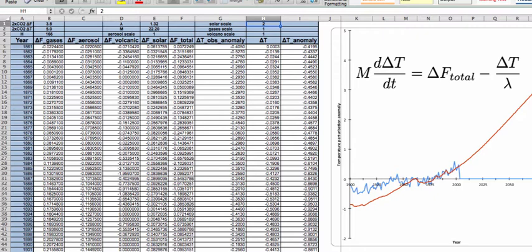So lambda and M change independently. That's also slightly unrealistic, because you would expect the ocean itself to change with changing temperature, but not over the time scales that we're interested in here. So treat M and lambda as independent, and just take a look at the impact of changing the ocean depth and changing the climate sensitivity.